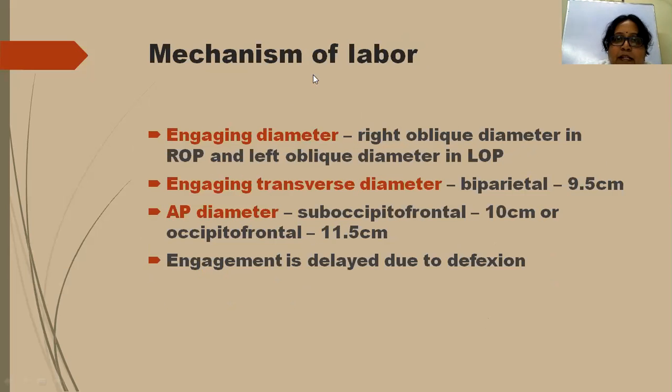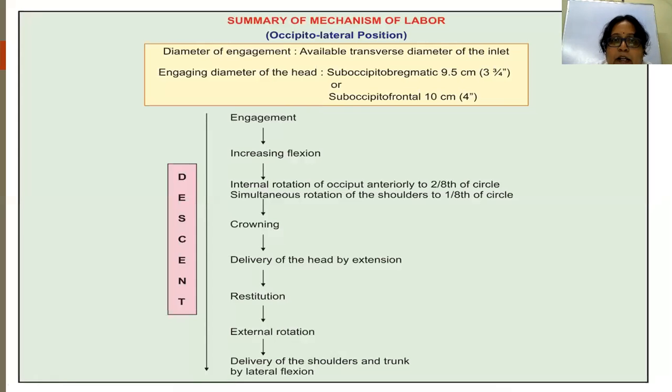And now we will see the mechanism of labor. In a normal occipito-anterior or occipito-lateral position, what is the normal mechanism of labor? These are called the cardinal movements of labor. For each and every presentation, you have to know all the cardinal movements. First is engagement, then flexion, then internal rotation, next crowning, delivery of the head by extension, restitution, external rotation, and delivery of shoulders and trunk. These occur in the same manner in every presentation.